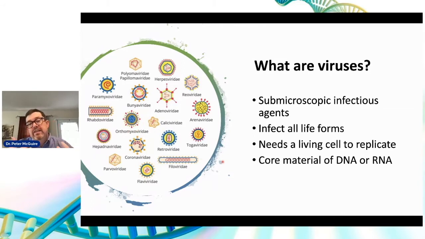The thing about these viruses is that they are not necessarily considered living things. In fact, they need living cells to replicate. What happens, which I'll show you, is that viruses take over the machinery of our cells to be able to copy themselves and make more viruses. So having a living cell is required. The core material of viruses is either DNA or RNA, which leads scientists to divide them into DNA viruses or RNA viruses.